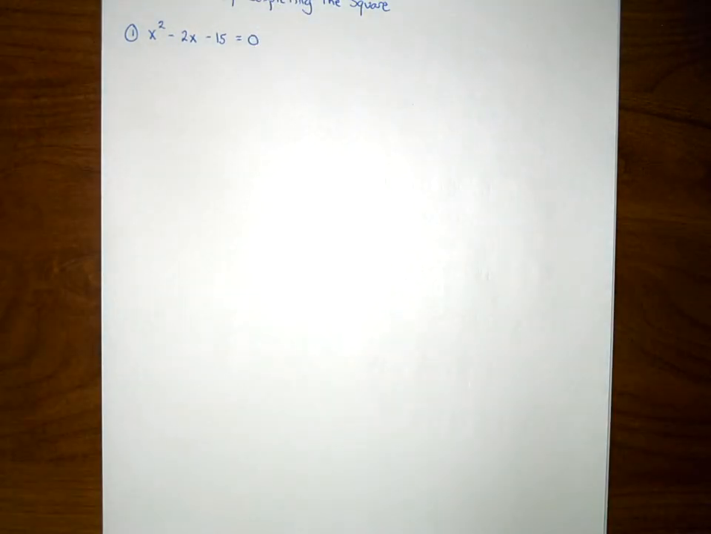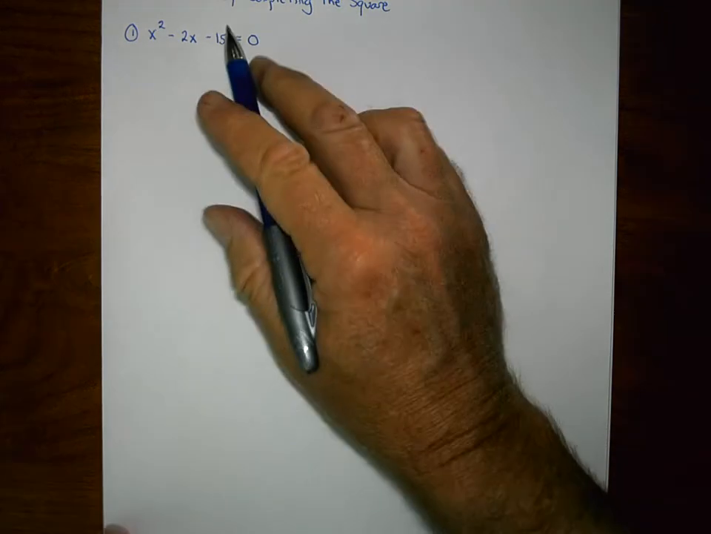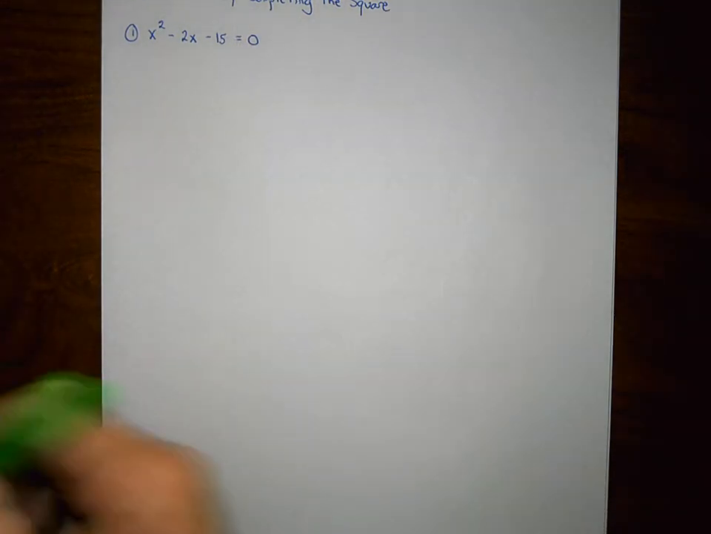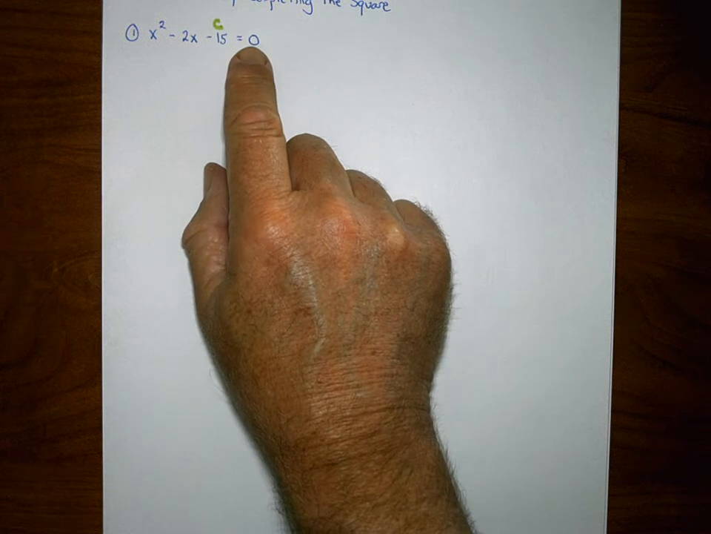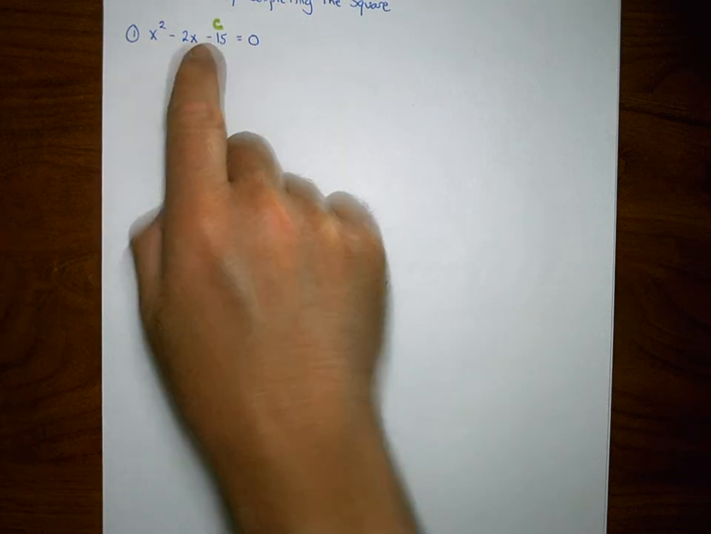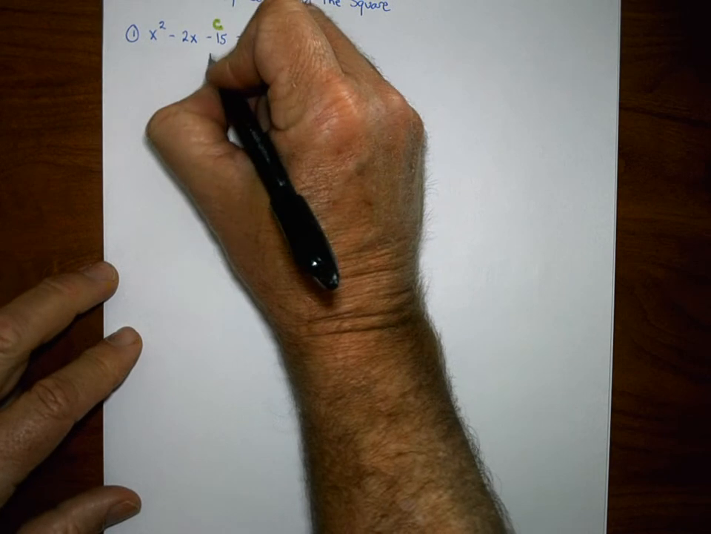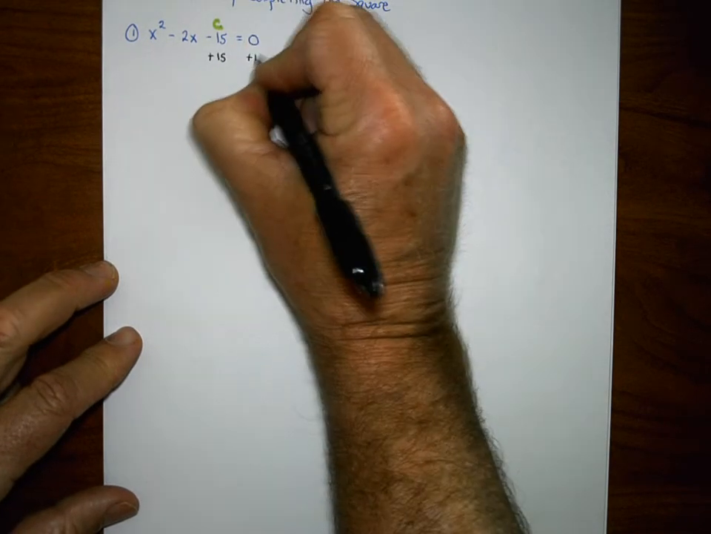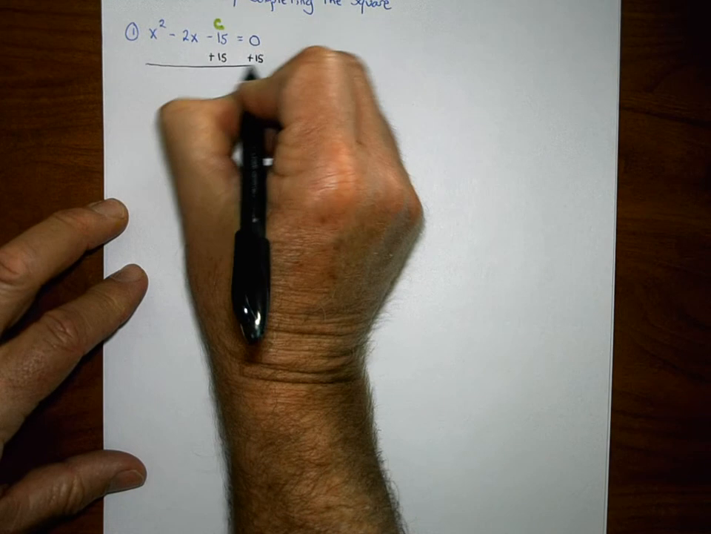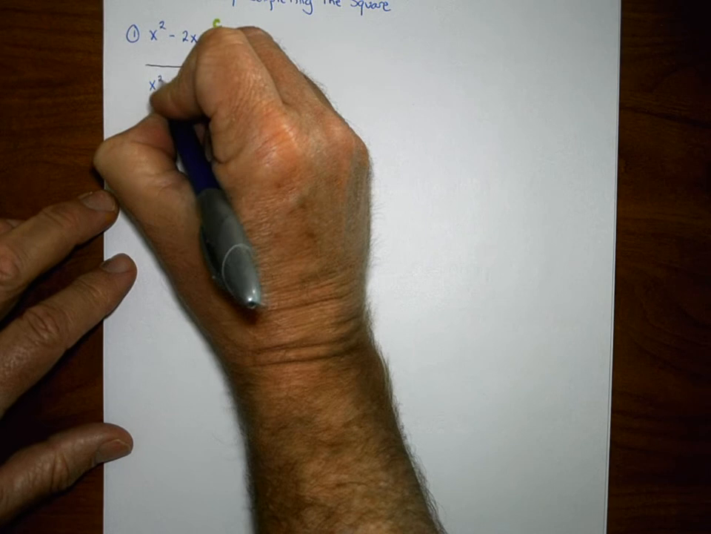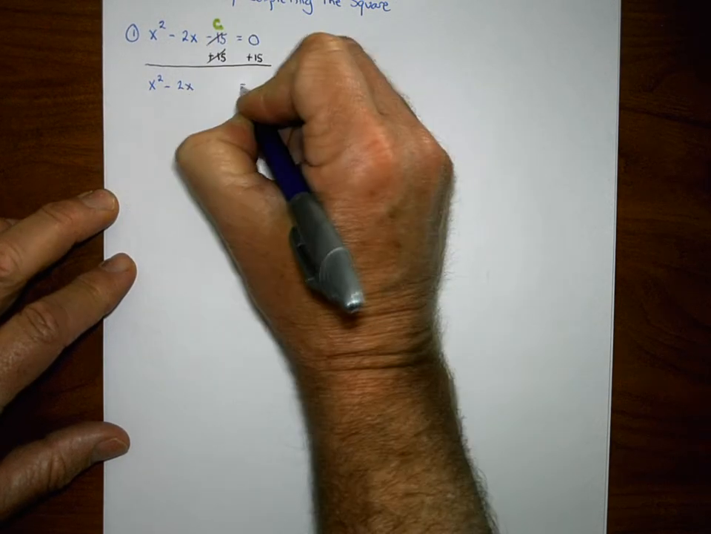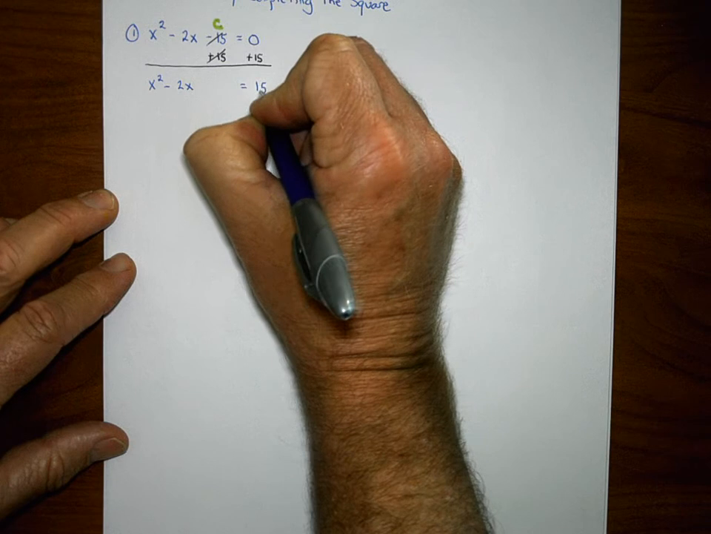Okay, so the first thing that we want to do is, when you're asked to solve an equation by completing the square, the very first thing you want to do is take the c value and move it to the opposite side of the equation from the a and the b value. So we want to take this minus 15 and add 15 to both sides. So move the c value to the other side of the equation. That's going to be your first step. After those 15s cancel out, you're going to get x squared minus 2x is equal to positive 15. 0 plus 15 is 15.